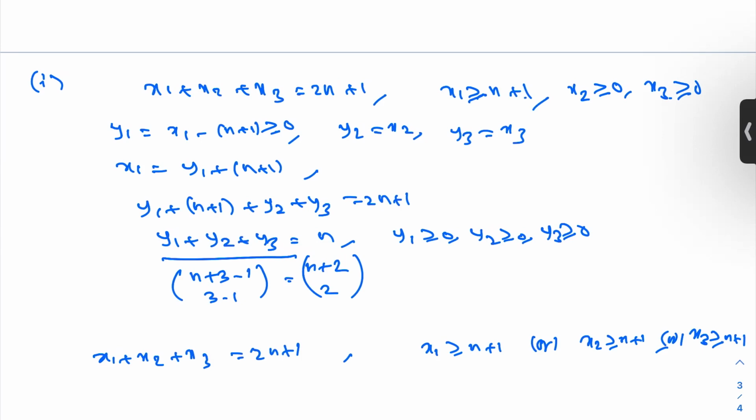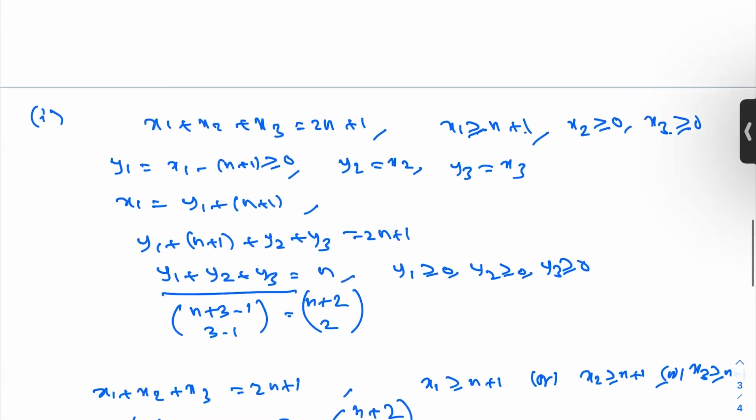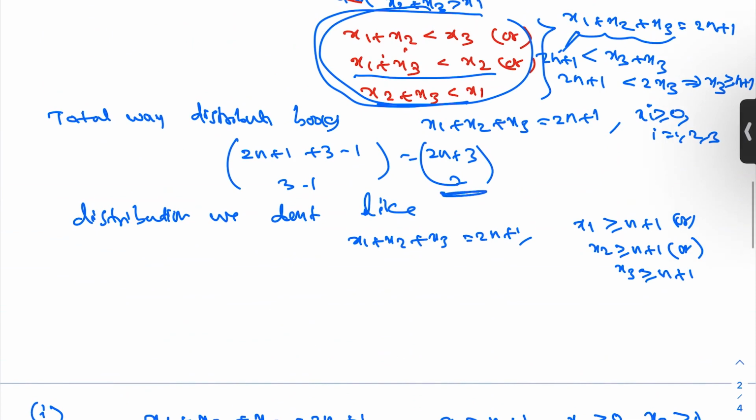So the number of solutions is going to be 3 times n plus 2 choose 2. Okay, now we got the count for the non-negative integer solutions that we don't like, and we also got the count for the total solutions.